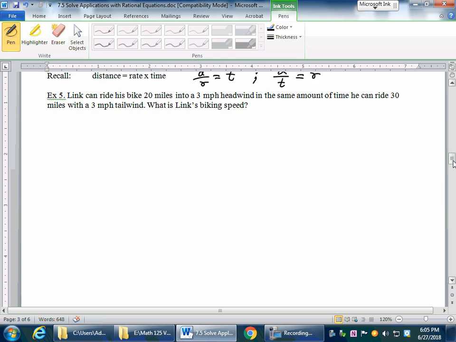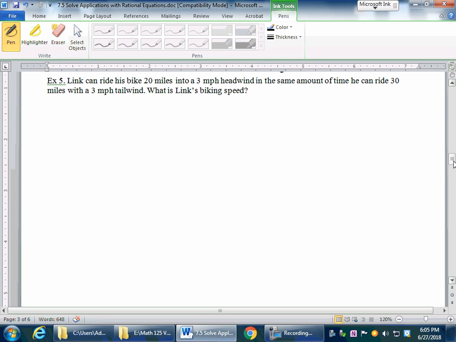So first example, Lin can ride his bike 20 miles into a 3 miles per hour headwind. In the same amount of time, he can ride 30 miles with a 3 miles per hour tailwind. What is Lin's biking speed? So in this case, what we don't know is what his biking speed is.